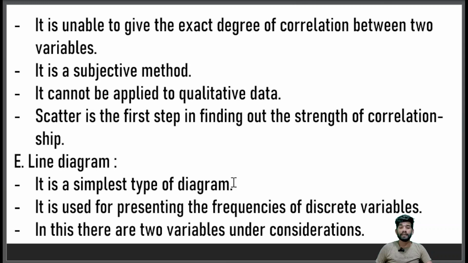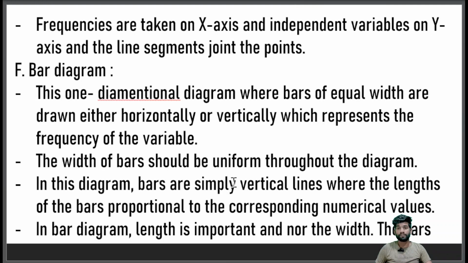Then next is the line diagram, which is the simplest type of diagram. It is used for presenting the frequencies of discrete variables. In this, there are two variables under consideration. Frequencies are taken on the x-axis and the independent variable on the y-axis, and line segments join the points.